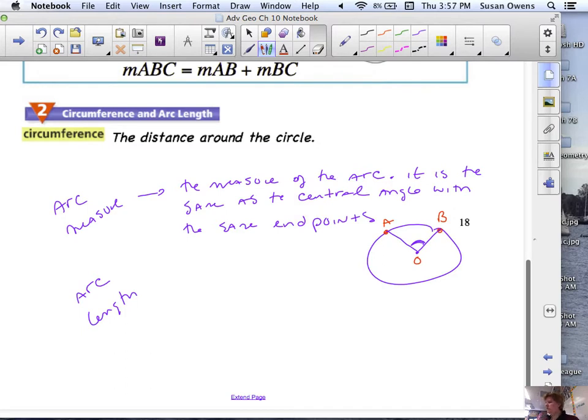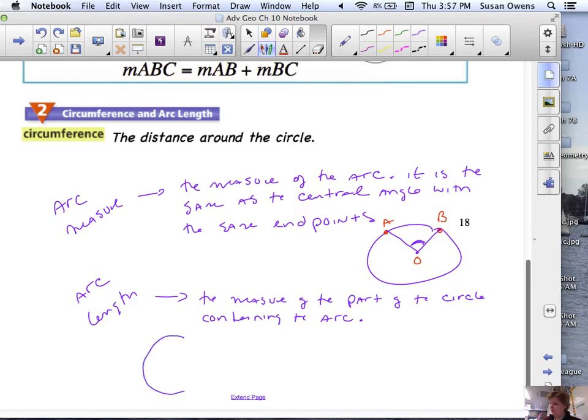So if I make this circle smaller or larger, it's not going to change the arc measure, but it will change the arc length. This is the measure of the part of the circle containing the arc. In other words, it would be like if I took this same arc.